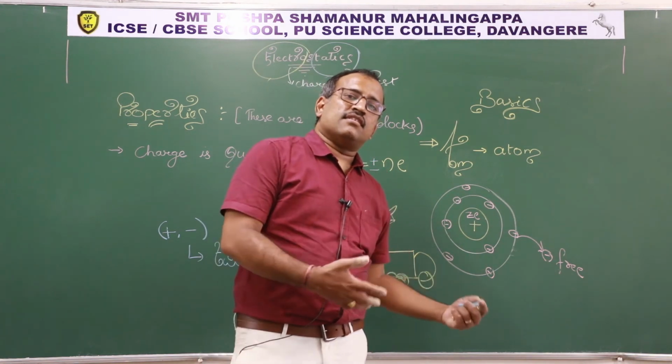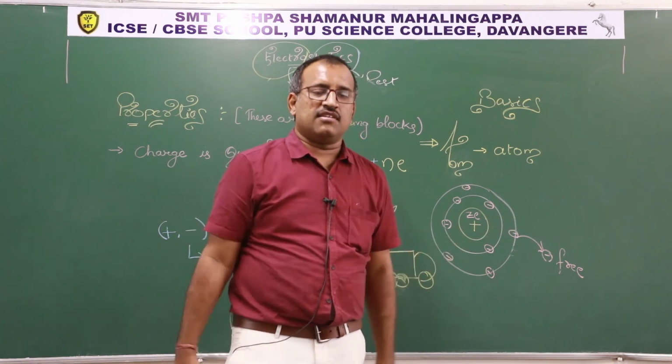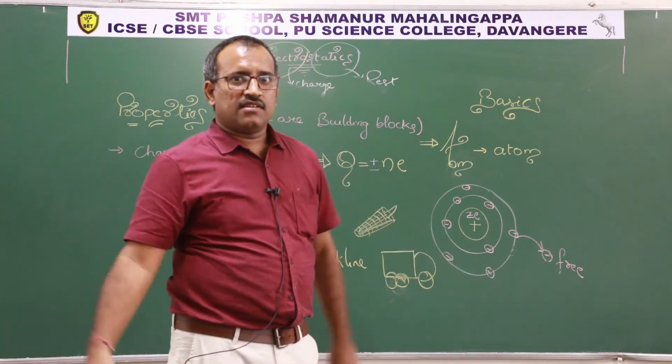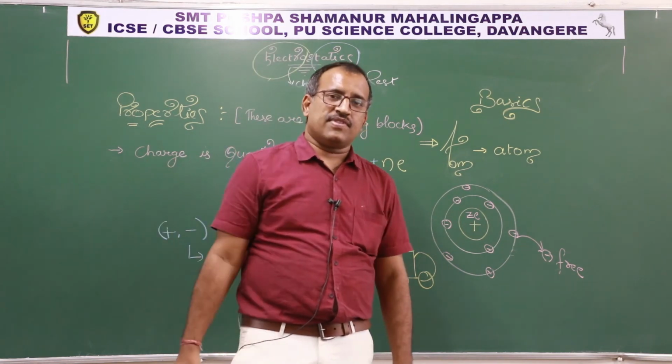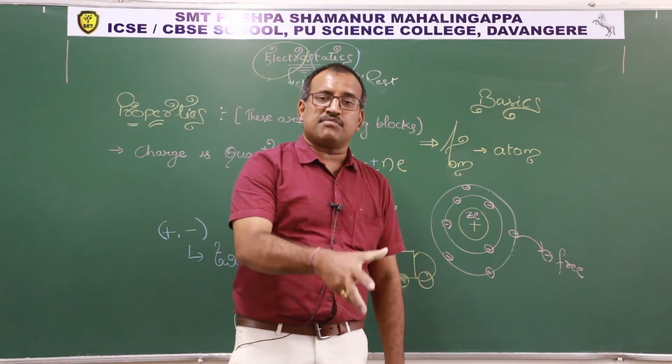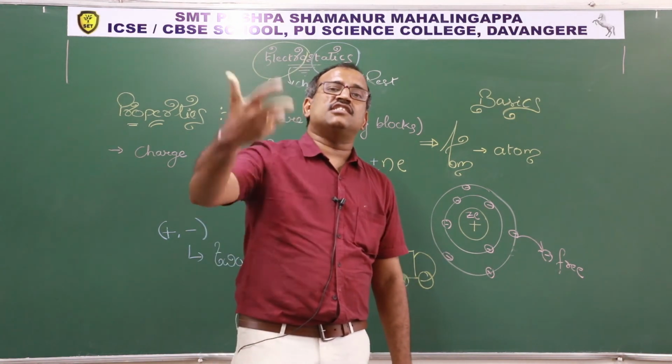Clear? Like Davanagere is big, Hubli Dharwad is bigger, but Bangalore is very big. So we can't say the population, we can say the density: 1 person per square meter. So we have to talk about densities.